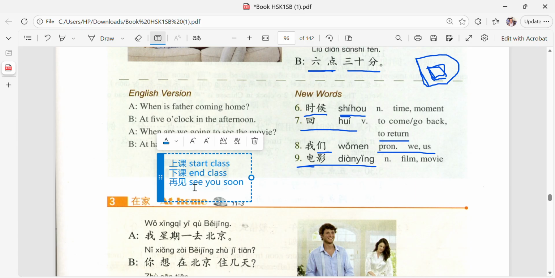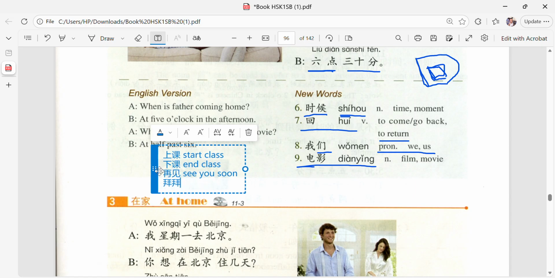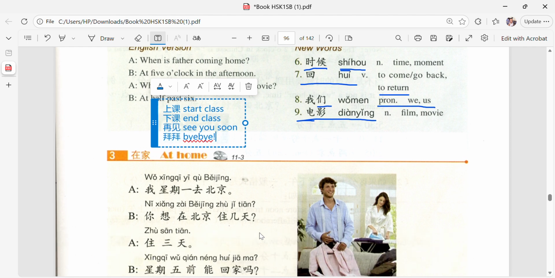In Chinese people also say bye bye, but in a different way. Let me show you how they write it. They usually say bye bye, bye bye, ha ha ha. That's how they usually conclude their calls. Ha ha ha, 再见, bye bye. You hear them saying that. So this is bye bye.